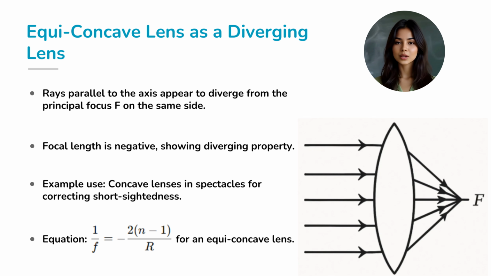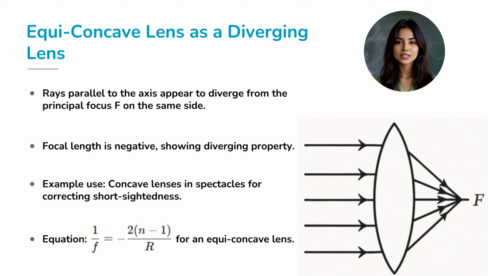The equation for an equiconcave lens is 1 by f equals negative 2 times (n minus 1) by R. That minus sign is very important. It's the mathematical way of saying this lens diverges. Now let's connect this to real life. If you've ever seen spectacles for correcting short-sightedness, they use concave lenses. These lenses spread out incoming rays before they reach the eye, helping the person see distant objects more clearly. Without them, the world beyond a few meters might look like a watercolor painting.